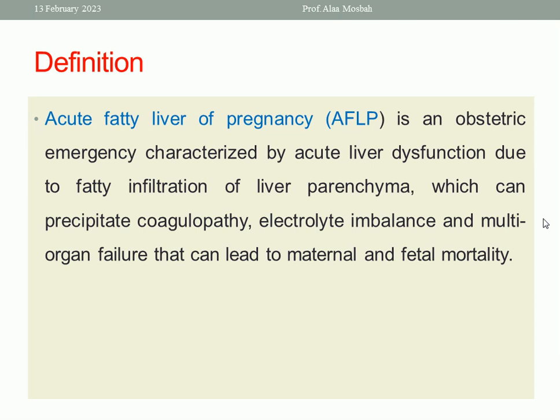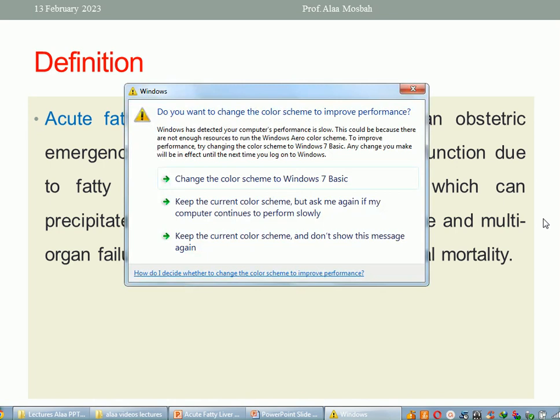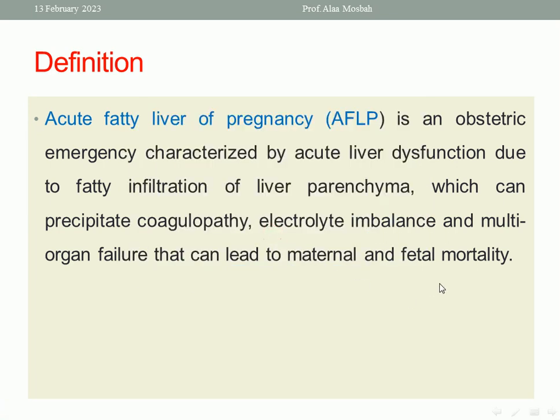Here, there is a problem in fat metabolism. There is fatty infiltration in the liver parenchyma, damage to the hepatocyte. This damage of hepatocyte may end in multi-organ failure and maternal and fetal mortality. So, it is an important complication that may happen during pregnancy.